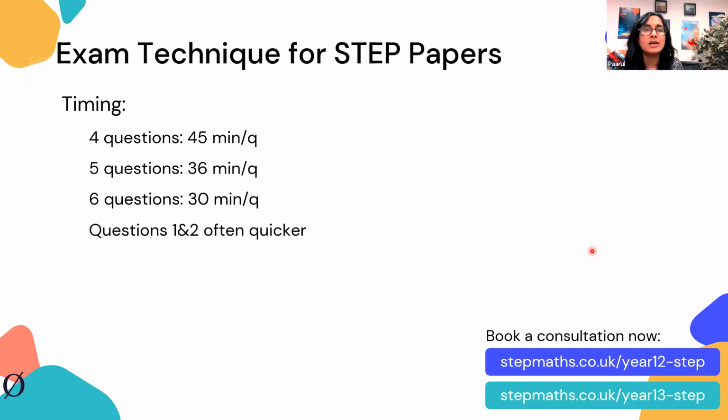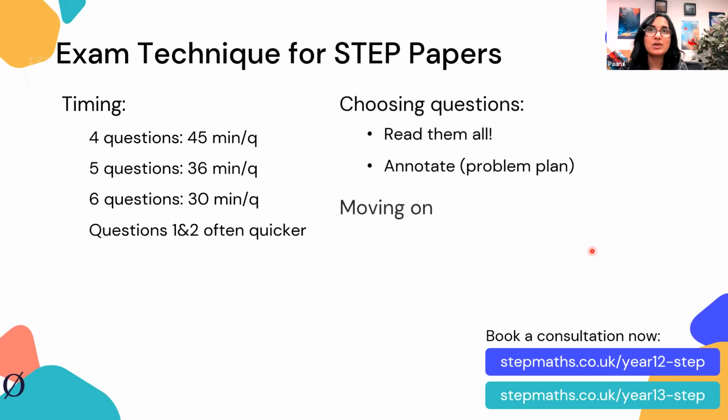So how do you get through these questions? If you're going to roughly try to do 4 questions, that's about 45 minutes per question, and you want to give yourself a few minutes to read at the beginning and pick the questions. If you do 5, it's about 36 minutes. If it's 6, then it's 30 minutes a question. But bear in mind that sometimes question 1 and maybe sometimes question 2 can be shorter and quicker questions. So you could spend less time on them and a bit more time on the other questions.